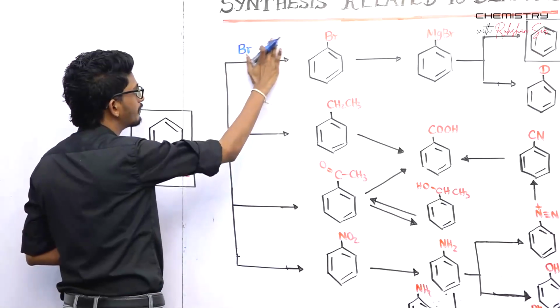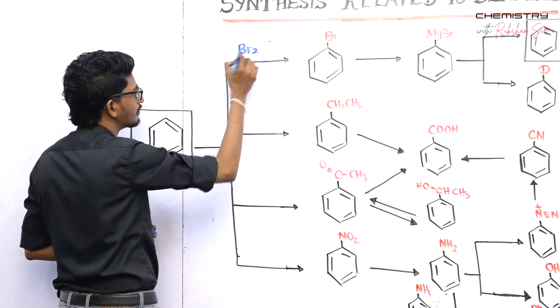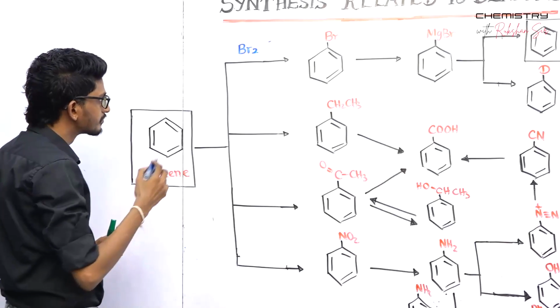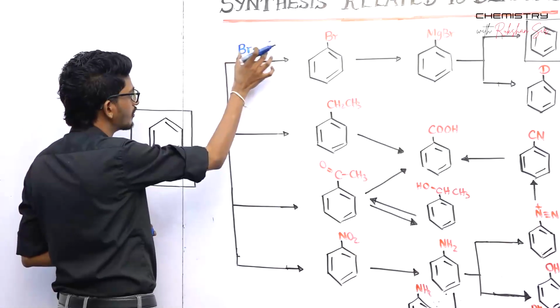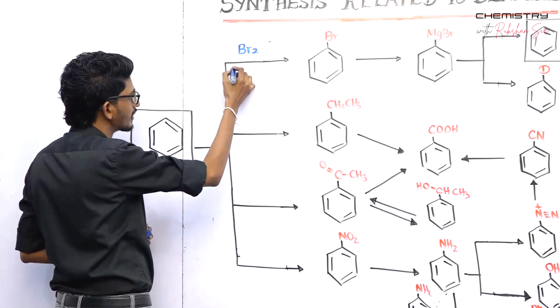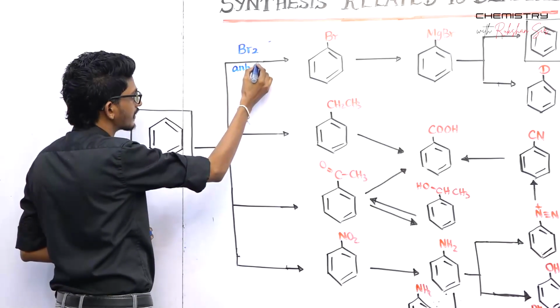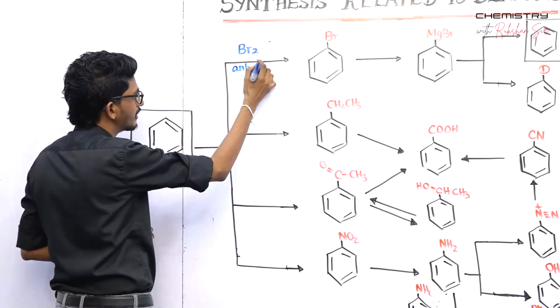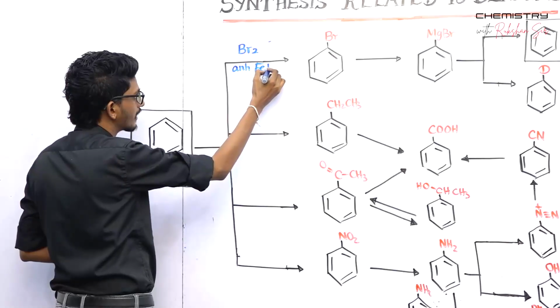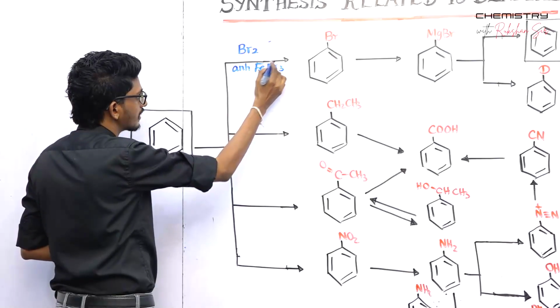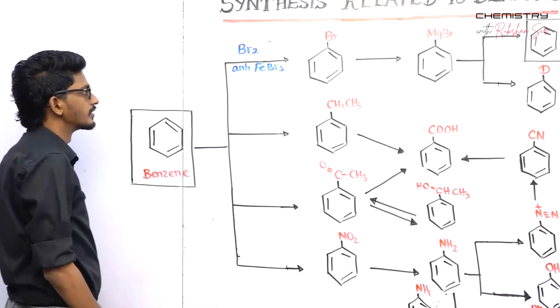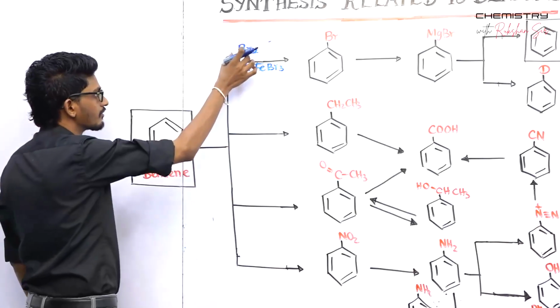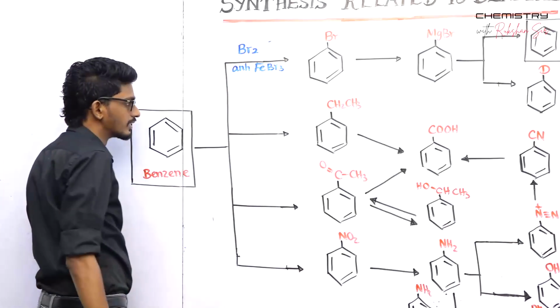So you need to add Br2 with the catalyst. The catalyst is anhydrous FeBr3. The Br2 with anhydrous FeBr3 catalyst should be used. Then one of the Br will connect and the other Br will leave.